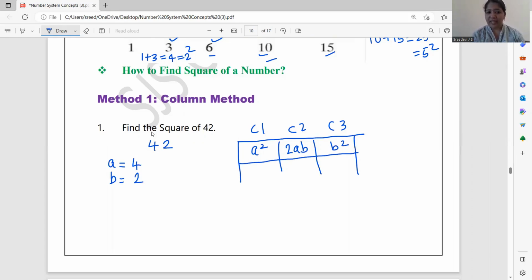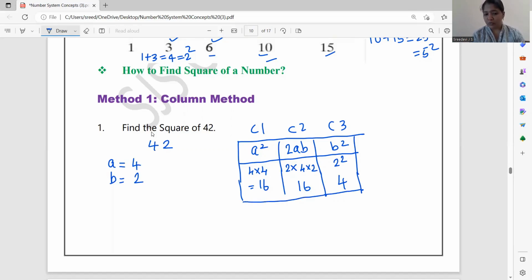If A is 4 and B is 2, what is A square? 4 into 4, or 4 square, that is 16. Then, what will come in the place of 2AB? 2 multiplied by A, which is 4, and B, which is 2. What answer will we get here? 16 again. Now, B square. B is 2 here, so 2 square is 4. Now we have 3 numbers in the 3 columns. This is step 1.